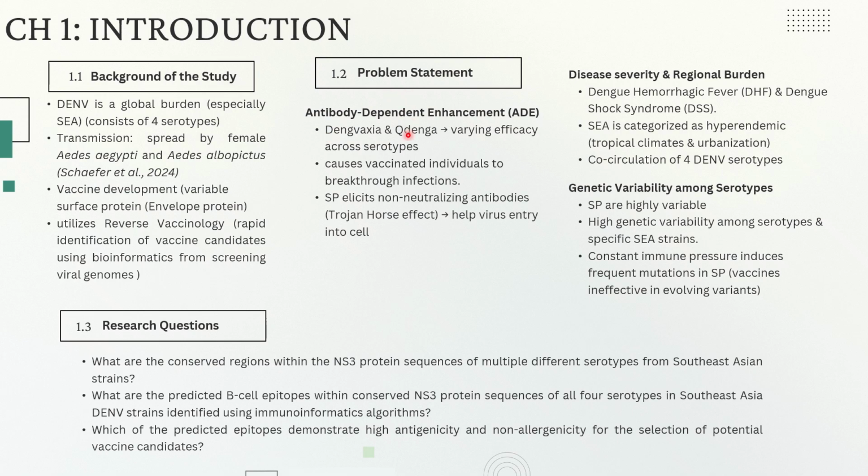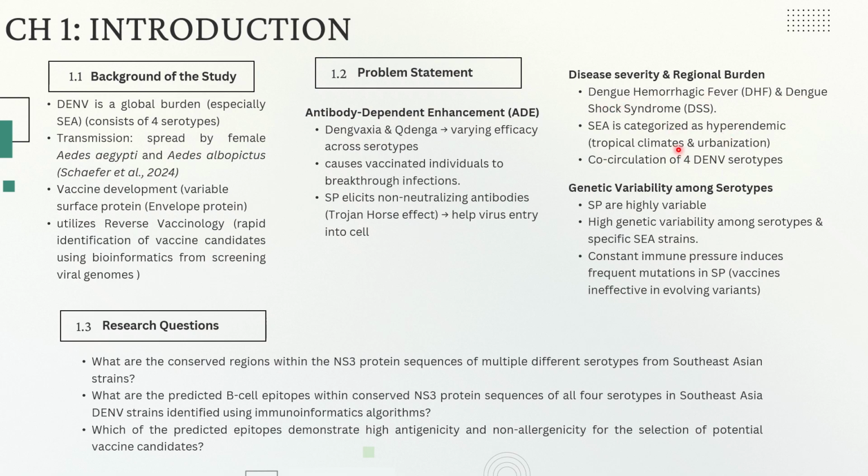For the problem statement, the primary problem is antibody-dependent enhancement, or ADE. Our current vaccine options, such as Dengvaxia, have shown varying efficacy across serotypes, leaving vaccinated individuals vulnerable to breakthrough infections. This occurs when non-neutralizing antibodies from the primary infection, in this case the vaccination, act as a Trojan horse. So instead of blocking the virus, these antibodies actually help the virus enter immune cells, which can lead to dengue hemorrhagic fever and dengue shock syndrome.